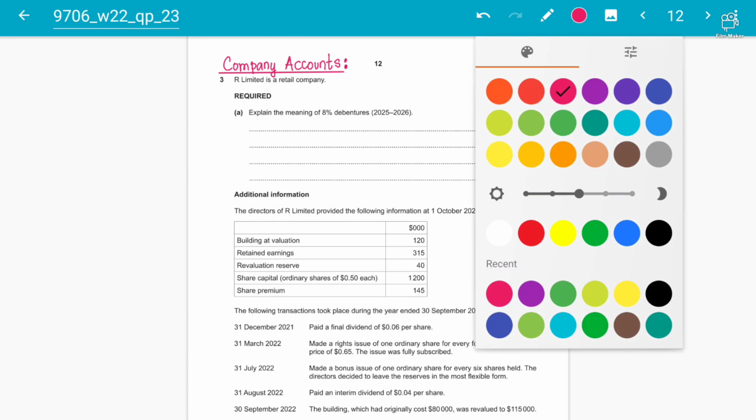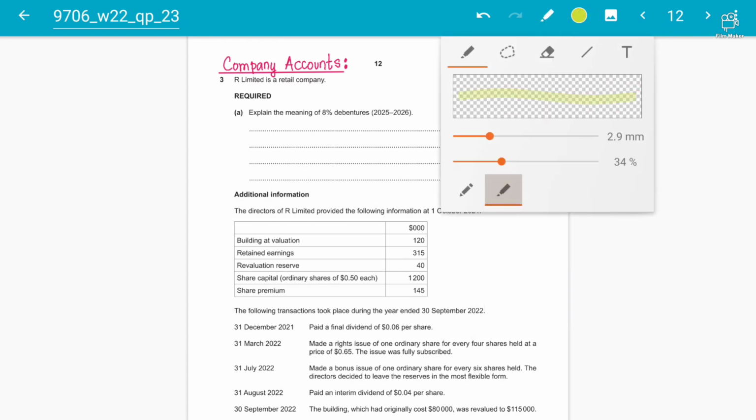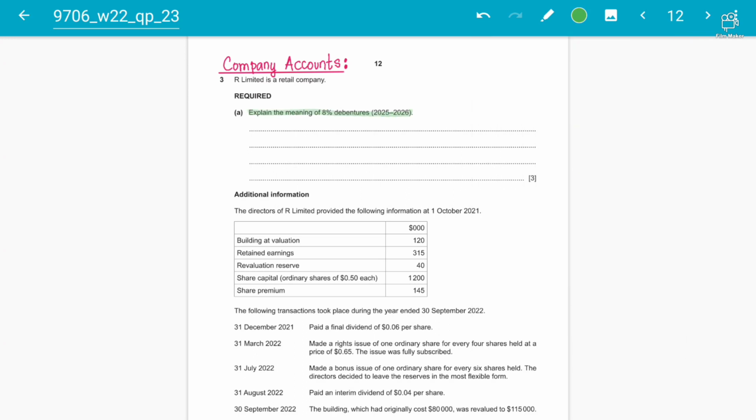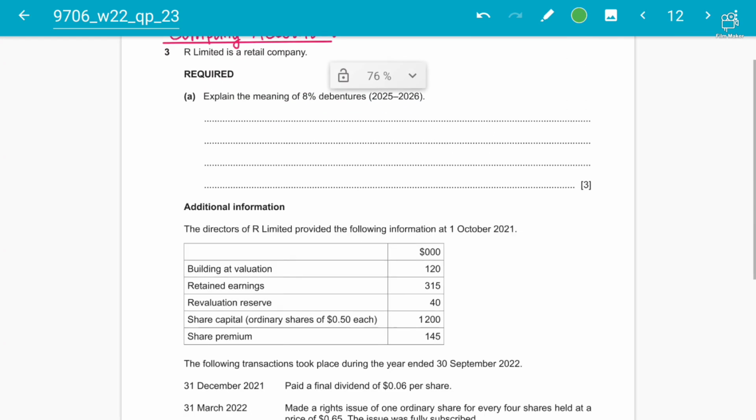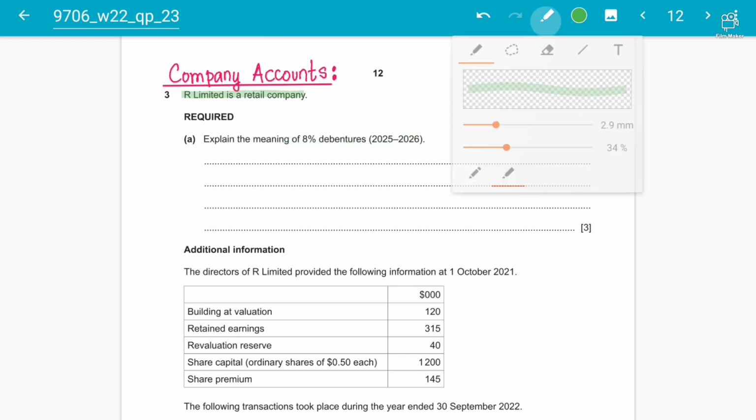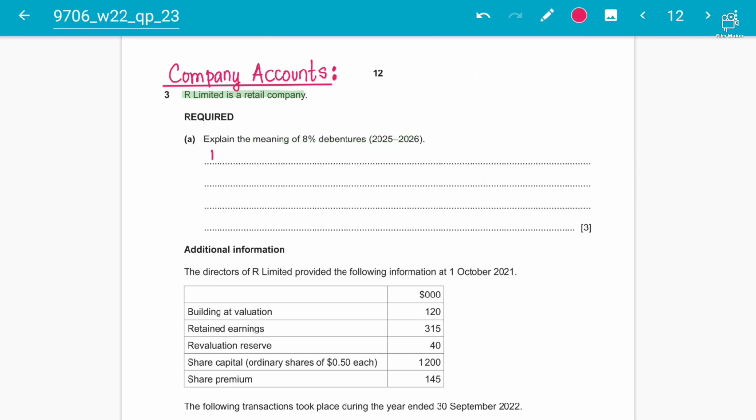The first thing they're asking is to explain the meaning of 8% debentures 2025 to 2026. R Limited is a retail company. So students need to write down the answer. You have to explain debentures for 3 marks, which means you have to give 3 important points.